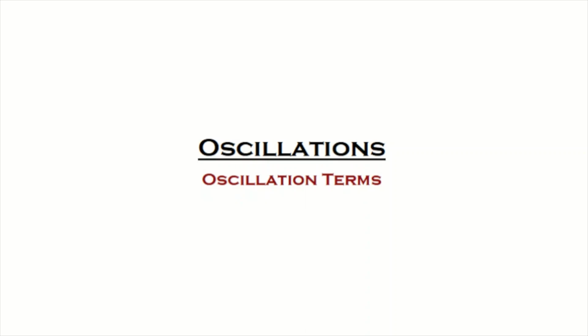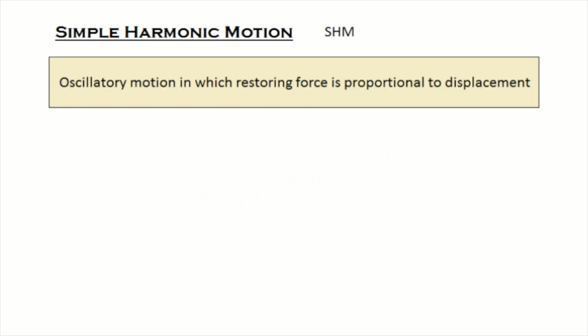In this video, I'm going to focus on the terms and concepts associated with the oscillations unit. Within oscillations, there is a specific motion we need to define. This is known as simple harmonic motion and is often abbreviated as SHM. This is an oscillatory motion in which a restoring force is proportional to the object's displacement.